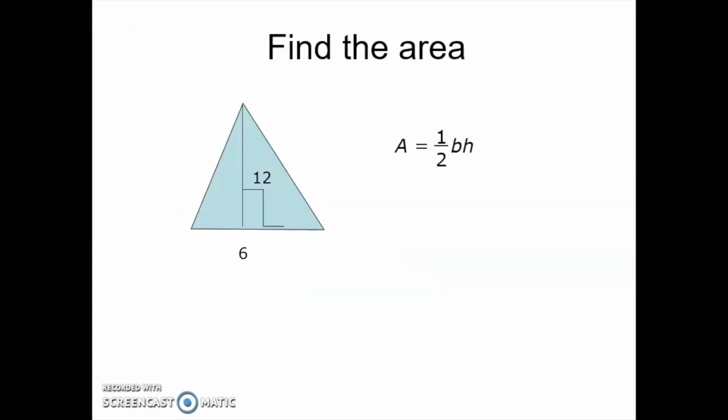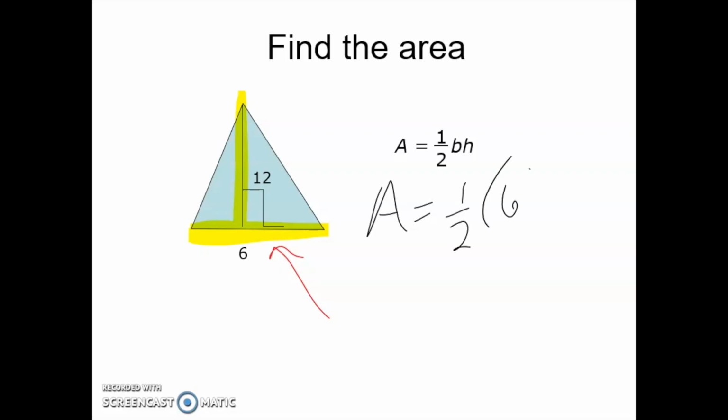So let's go ahead and do an example together. So here we have a triangle. And again, what we want to look for is we want to look for our right angle. So we can see our right angle right here. And so our base would be the bottom part of our rectangle, and the height would be the distance that's perpendicular, that goes straight up and down, making that right angle. And then to find our area, we simply plug those numbers into our formula. So we have 1/2 times our base 6 times our height 12.